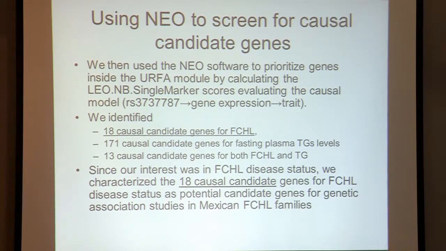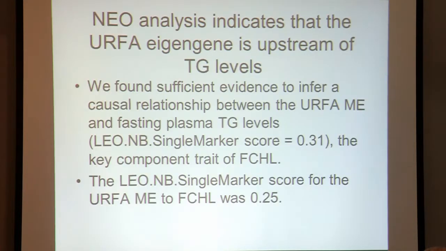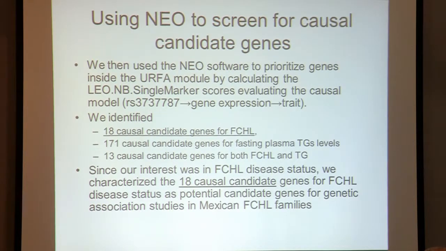Steve? Yes? Were the Leo scores significantly higher for the individual traits than the eigengene? Yes, they were. Sometimes much more, think 1 or even more. I forgot actually what threshold we used for finding these causal candidates. I think we may have used 1.